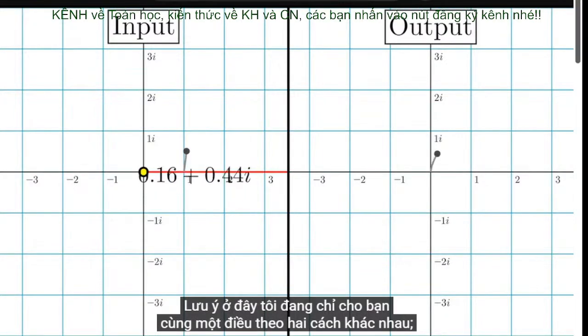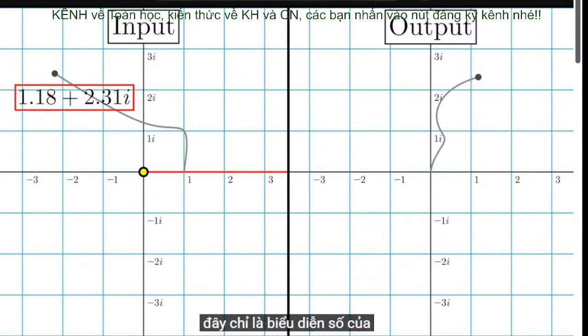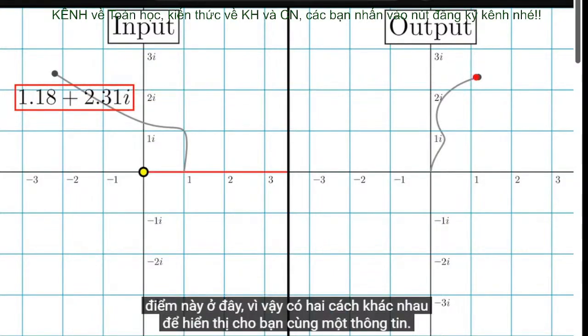Note here I'm showing you the same thing in two different ways. This is just a numerical representation of this point over here. So this is two different ways of showing you the same information.